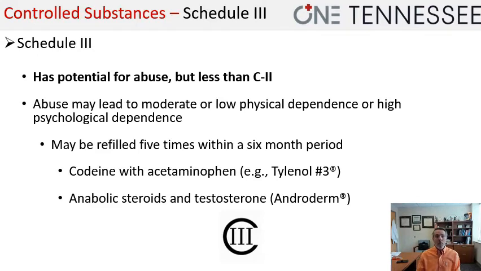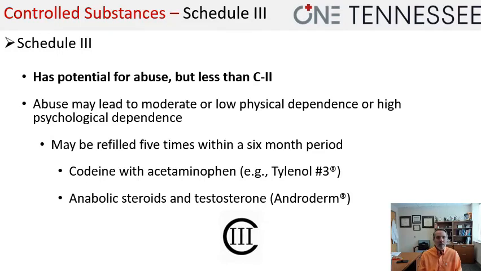Moving on to Schedule 3, these have a potential for misuse and abuse, but much less than a C2 drug. This misuse may lead to moderate or low physical dependence or high psychological dependence. The main thing here is these can be refilled 5 times within a 6-month period. You can phone in these prescriptions. This also includes codeine with acetaminophen, so Tylenol number 3, and anabolic steroids and testosterone fall into this category.